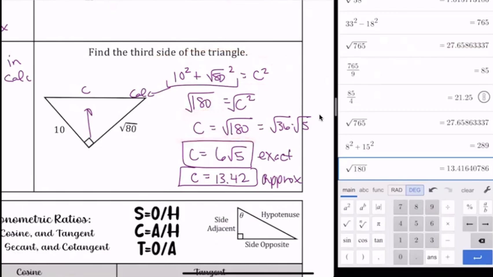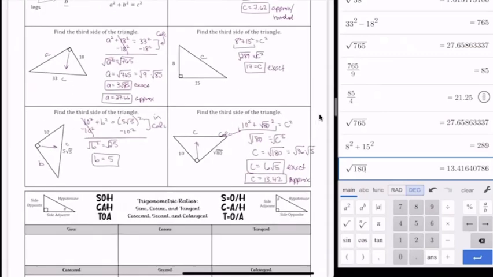It was not a perfect square, so I simplified. It could be divided by 36. That gave me 36 times 5. The square root of 36 is 6. That got me 6 square root of 5. And then I just typed this in the calculator. It told me it was 13.41640786. I rounded to 13.42. And that's how you do it.